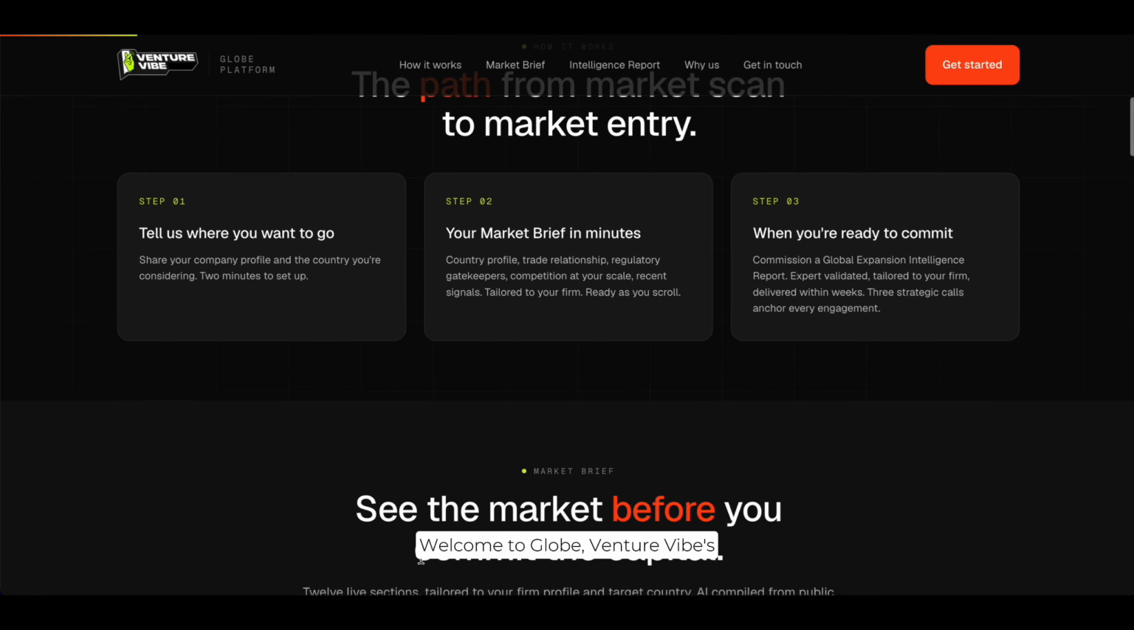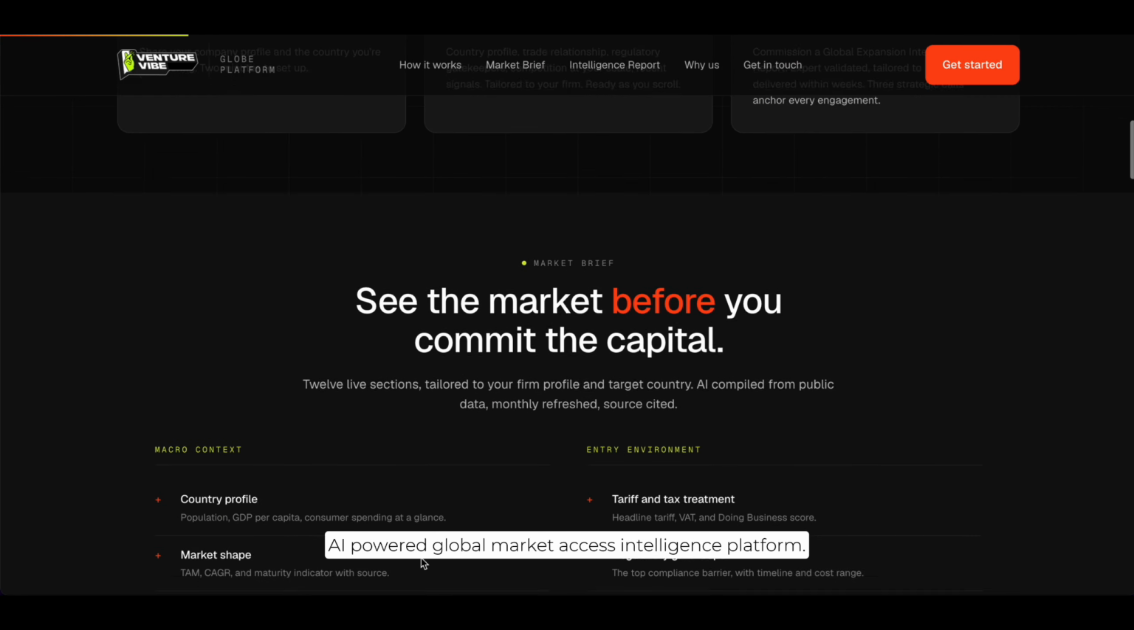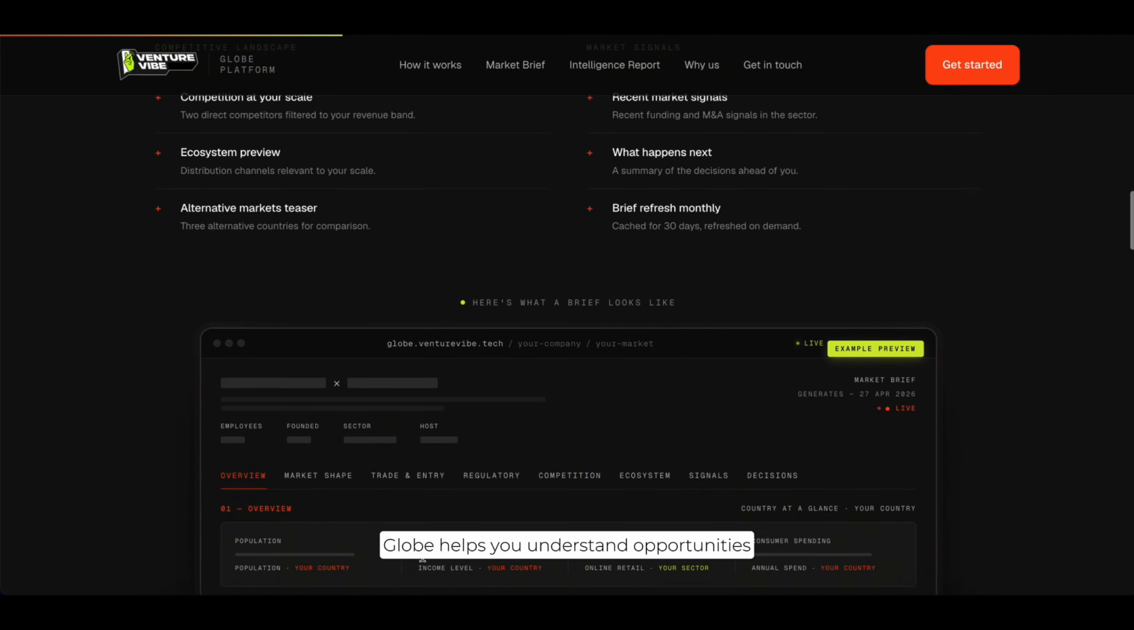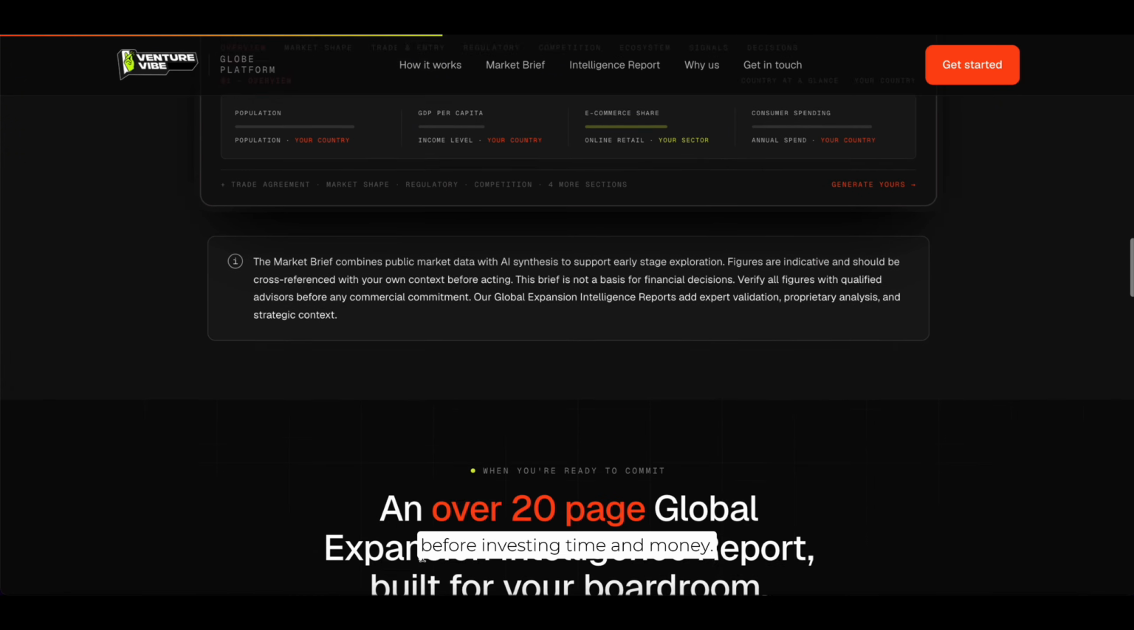Welcome to Globe, Venture Vibe's AI-powered global market access intelligence platform. If you're exploring a new international market, Globe helps you understand opportunities before investing time and money.